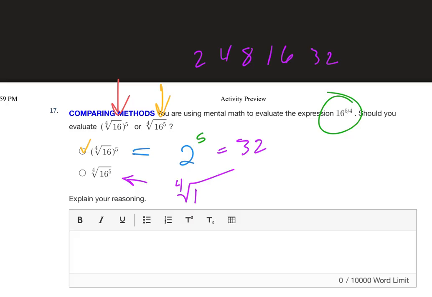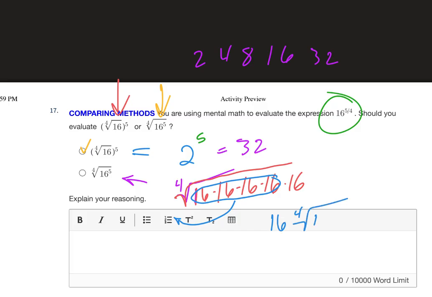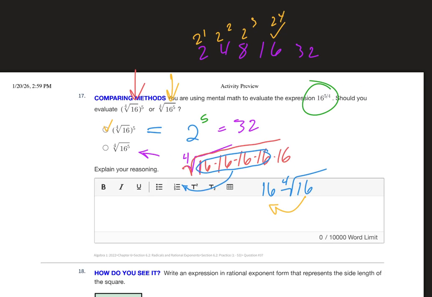But right here, I'm going to think of it this way. I have 5 16s in this 4th root. And so I could take out 1 16, and I'd have the 4th root of 16, which, by the way, is 2. Because if you're like, wait, why is this 2? Because this is 2 first, 2 squared, 2 cubed, 2 to the 4th. And so 2 is going to pop out, and it's 16 times 2, which is 32.